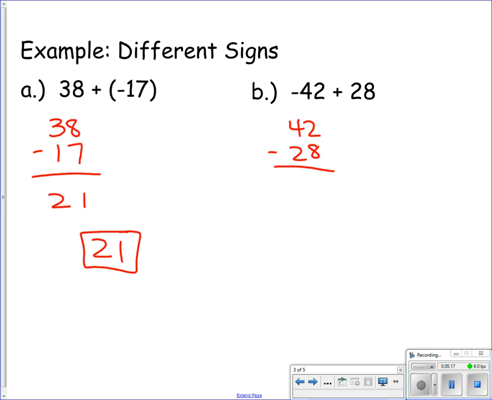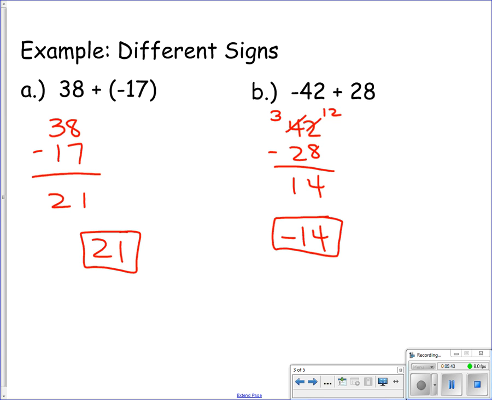If you can do them in your head, great. These aren't the hardest problems, but I'm just going to go over and review just in case you have to write them out since we aren't using calculators. And you're going to end up with 14. Now I have to decide if it's positive or negative. I have negative 42 and positive 28. 42 is a greater absolute value than 28. The 42 is a negative 42, so my final answer is going to be negative 14.